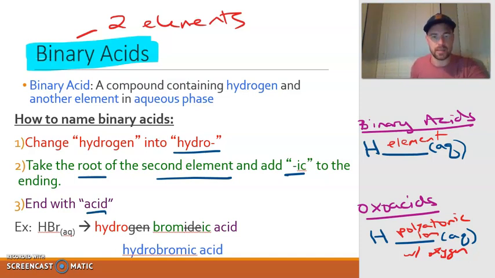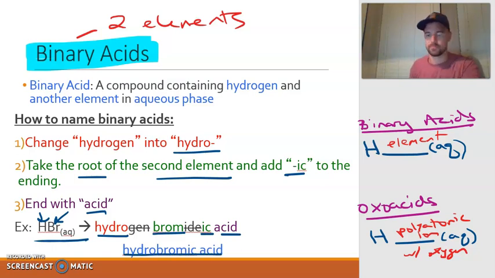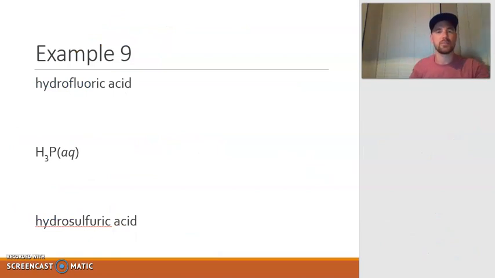So let's take a look at an example. HBr aqueous. A couple of things. It starts with hydrogen. It's aqueous, so those two things tell me it's an acid. And specifically, it's a binary acid because there are only 2 elements, hydrogen and bromine. So, I go into my naming rules. I'm going to change hydrogen to hydro. Bromine is the element. I'm going to take the root of that and change the ending to "ic." Finally, I'll add the word acid, making it hydrobromic acid. Let's take a look at some other examples.